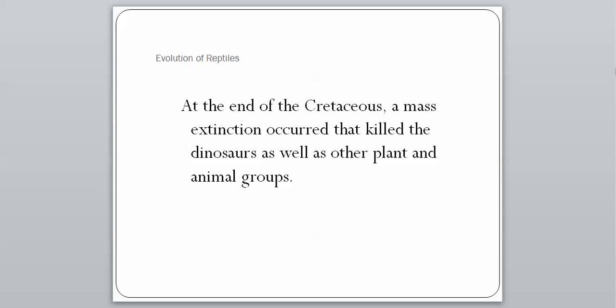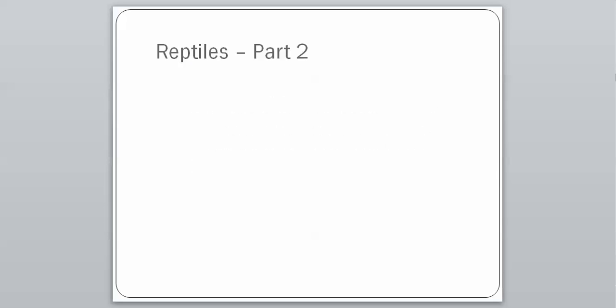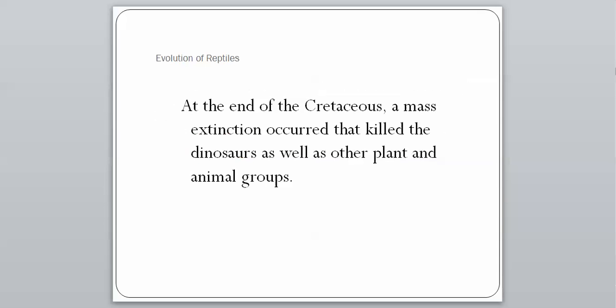At the end of our Cretaceous, a mass extinction occurred that killed the dinosaurs as well as other plant and animal groups. We now have strong evidence that that extinction was caused by a meteor that hit in Mexico. We're going to take a look at what evidence we have for that today. That is it for our first part about dinosaurs. Let me know if you have any questions.